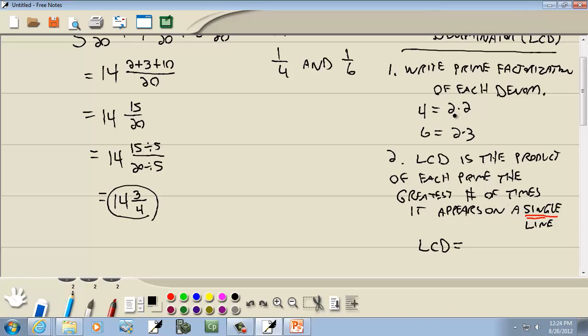That's each prime. I'll start with my first prime, 2. There's 2 2's on this line. There's 1 2 on this line. Now we're looking for the greatest number of times it appears on a single line. We're not counting how many there are. So the greatest number of 2's on a single line is 2 of them. Now we'll go to our 3. We're looking for the greatest number of 3's on a single line. There's none here, there's 1 here. Greatest number of 3's on a single line is 1. So 2 times 2 is 4, times 3 is 12. So our common denominator is going to be equal to 12.